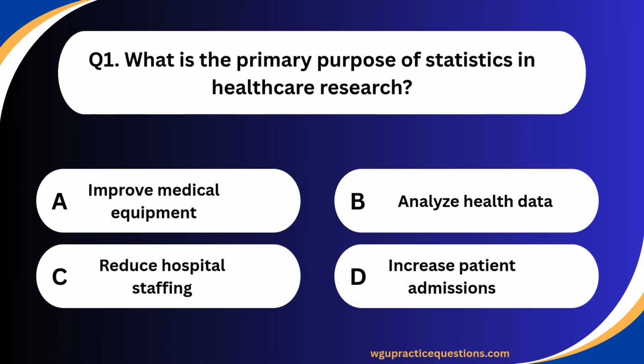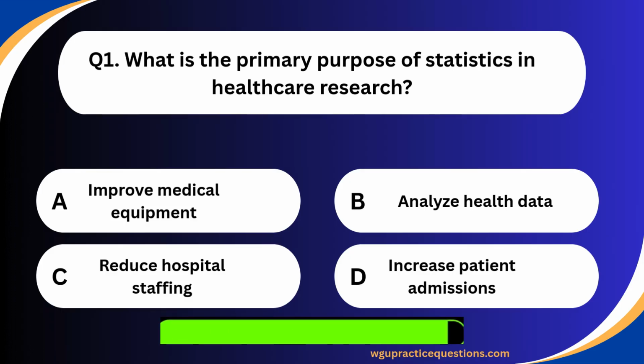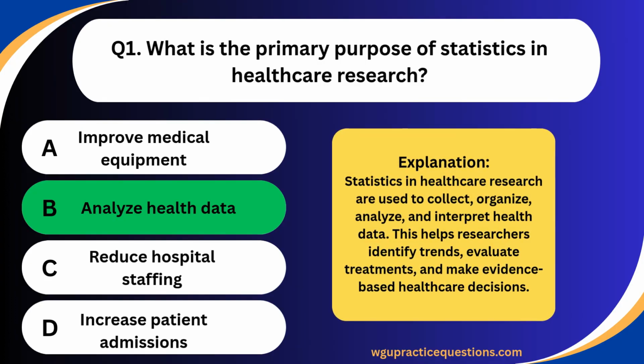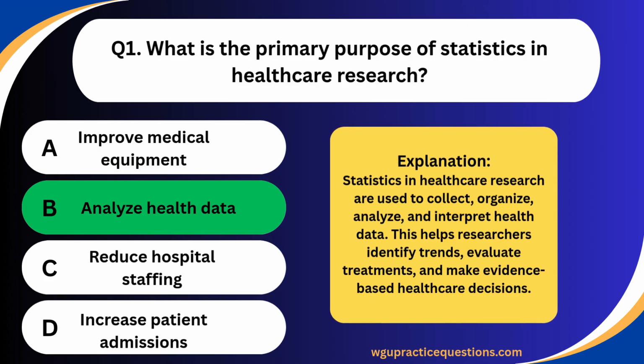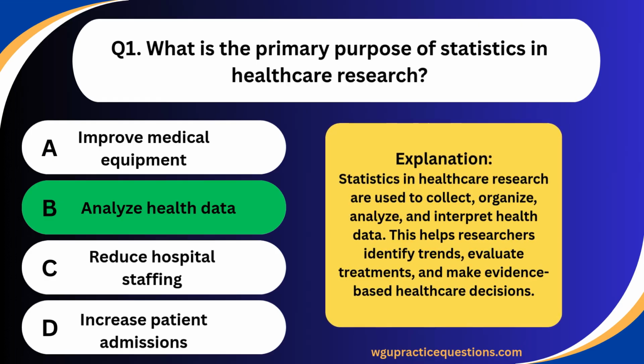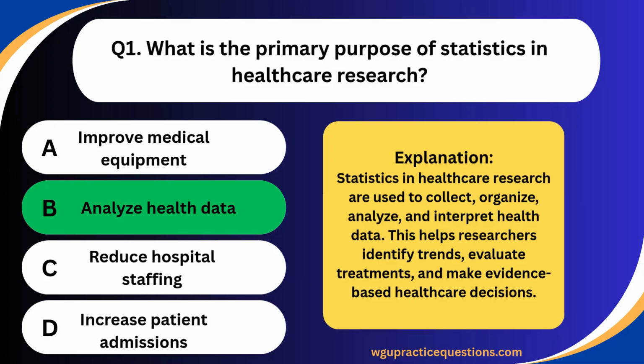Question 1. What is the primary purpose of statistics in healthcare research? A. Improve medical equipment. B. Analyze health data. C. Reduce hospital staffing. D. Increase patient admissions. Which one is the correct answer? The correct answer is B. Analyze health data. Explanation. Statistics in healthcare research are used to collect, organize, analyze, and interpret health data. This helps researchers identify trends, evaluate treatments, and make evidence-based healthcare decisions.